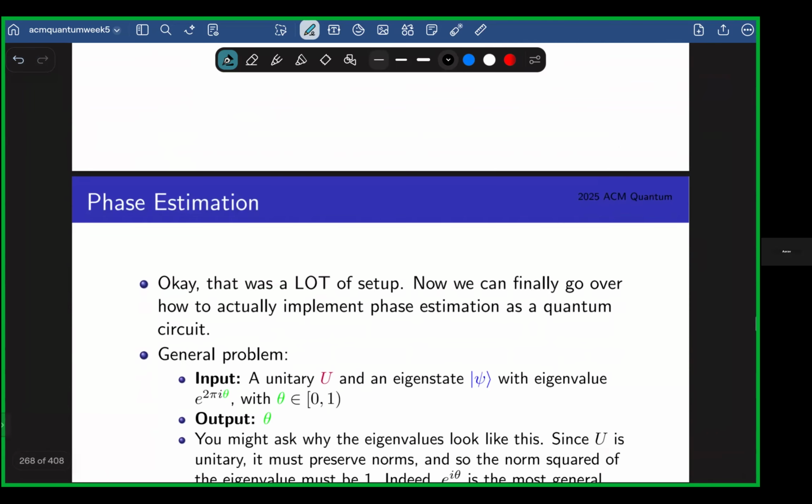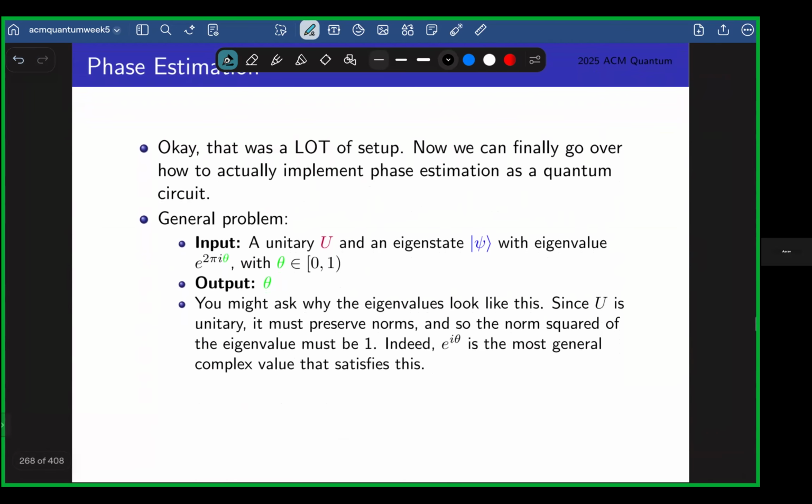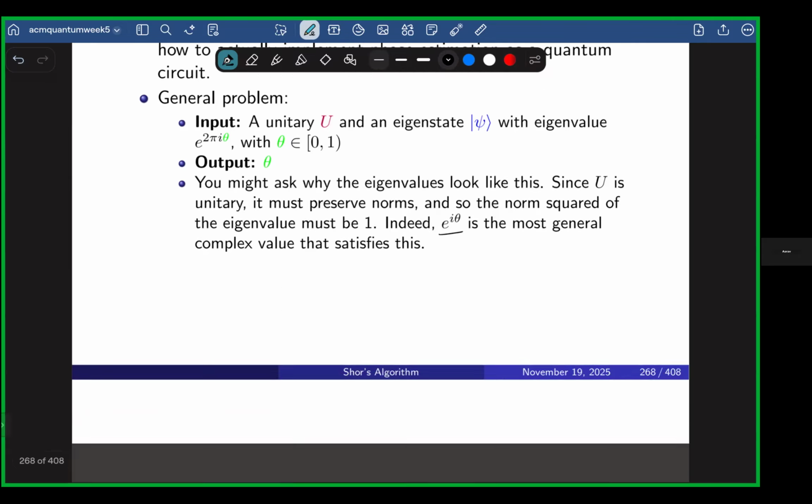Okay, I kind of explained this before, but the eigenvalues look like this because we want our states to be normalized. So the most general eigenvalue that is normalized is e to the i theta. And then the 2 pi just makes the math with Shor's, or with phase estimation specifically, a little easier. But you could define the problem where you ignore the 2 pi and then the 2 pi is just absorbed into the theta.